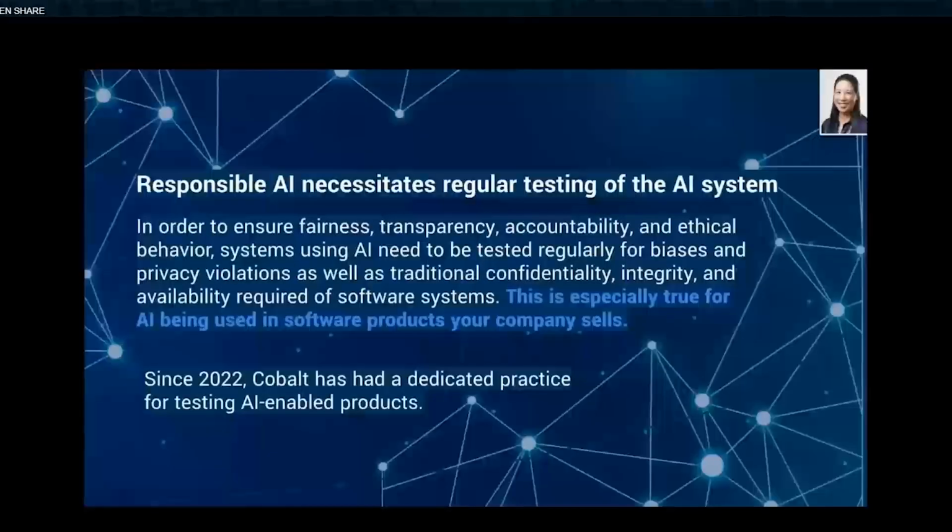Caroline, over to you. Right. So we know that responsible AI requires regular testing of the AI system, especially in a world where AI is changing so quickly, where the models have a varied level of transparency, and where, frankly, we as professionals at our organizations remain accountable for the outputs of the AI systems that we're using, especially in critical business processes. Systems that are using AI must be tested regularly.